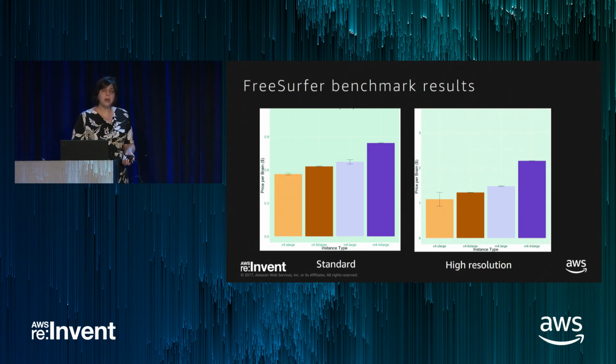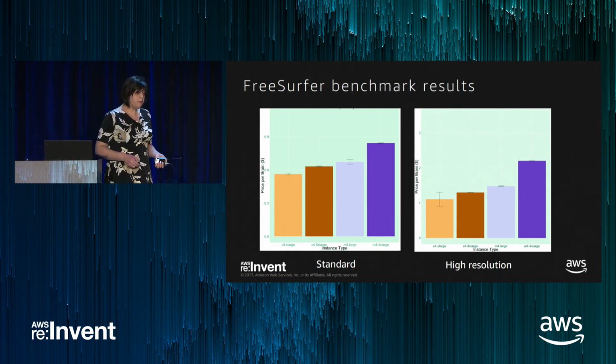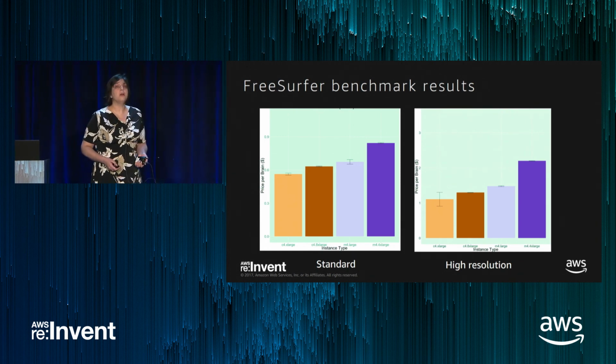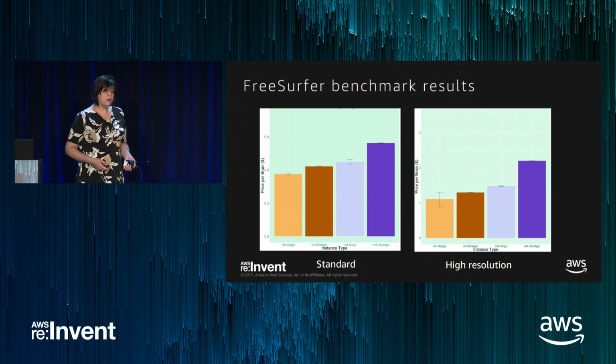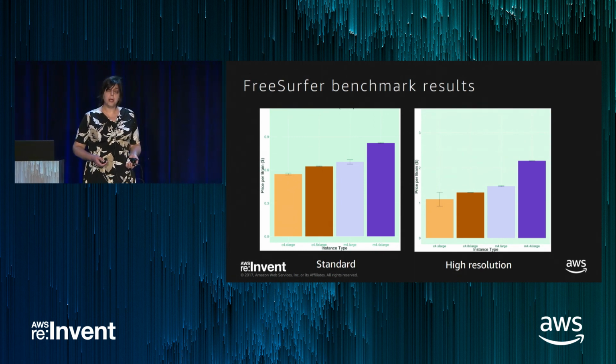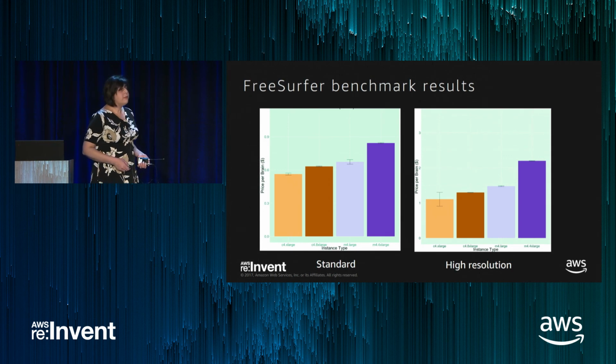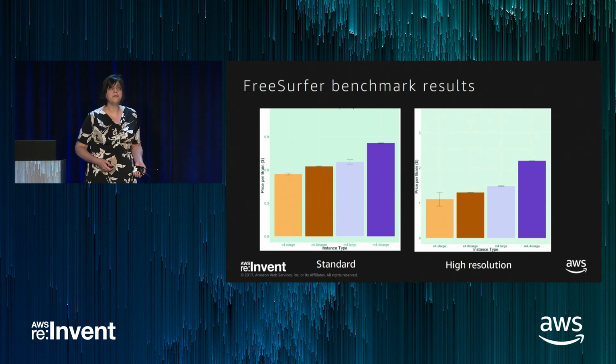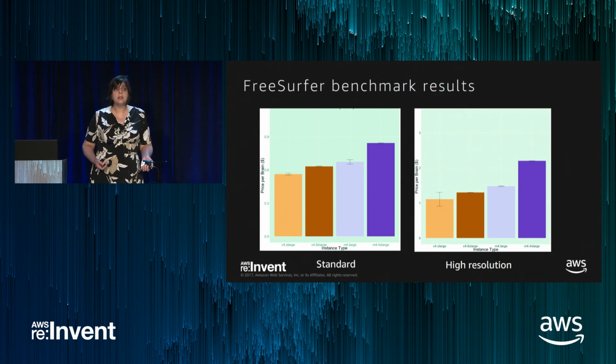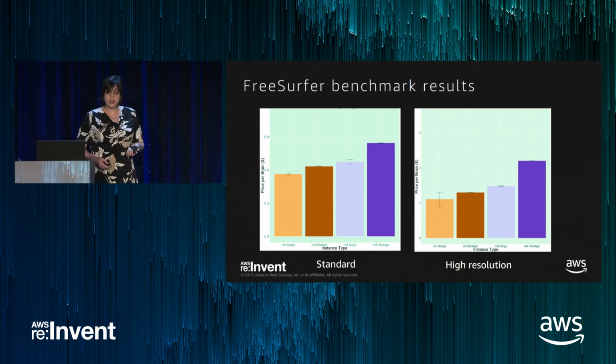These are some results from a benchmark for Freesurfer. You probably can't read the axis labels here, but essentially the takeaway is that the orange-toned bars are for C4 instances, and as you move towards the right-hand side, the instance is larger. And the purple tones are for M4 instances, and again, as you move towards the right, you're looking at a larger instance. The graph on the left is a standard resolution MR structural image, and the graph on the right is for a high resolution image. On the y-axis you have the price to process one brain. And the scales are different.